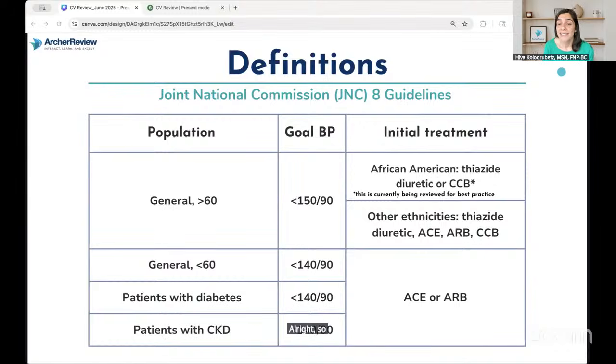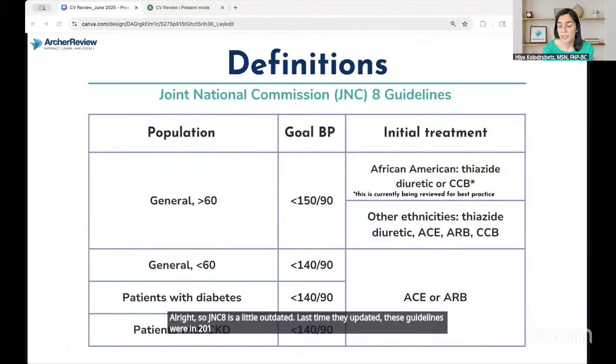All right, so JNC8 is a little outdated. Last time they updated these guidelines were in 2013, 2014.